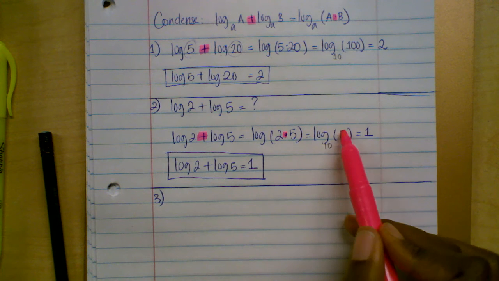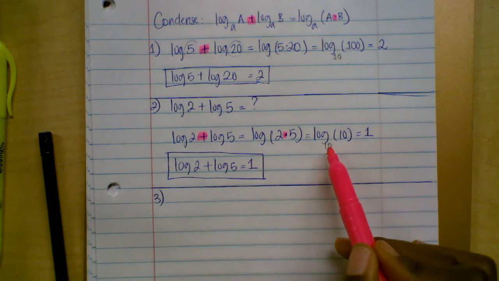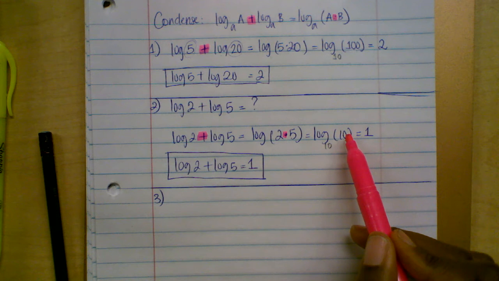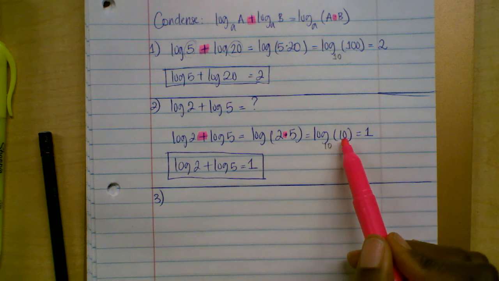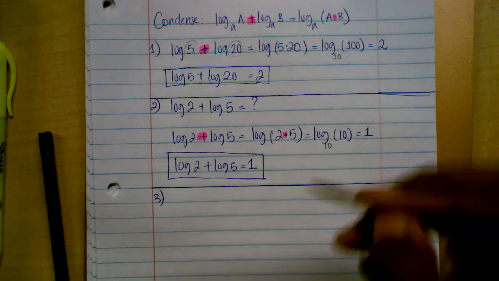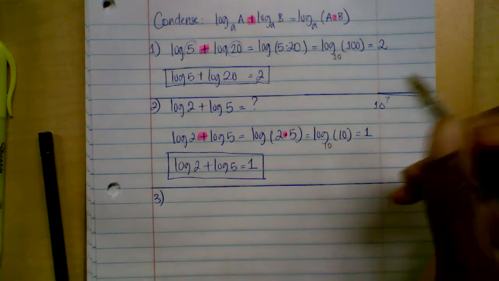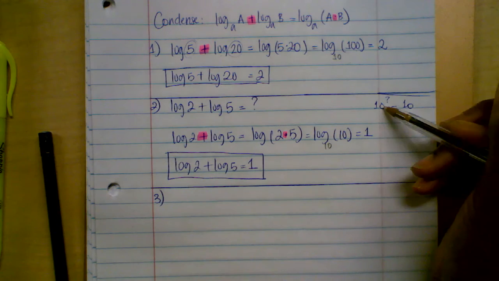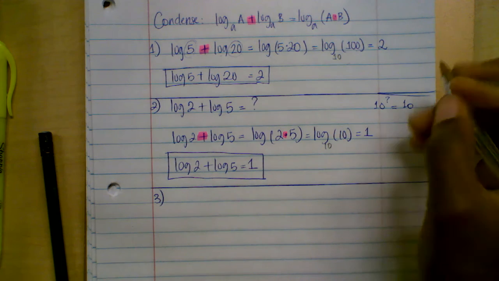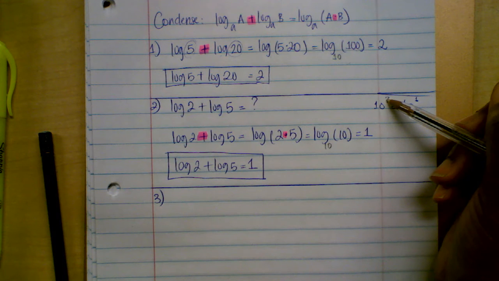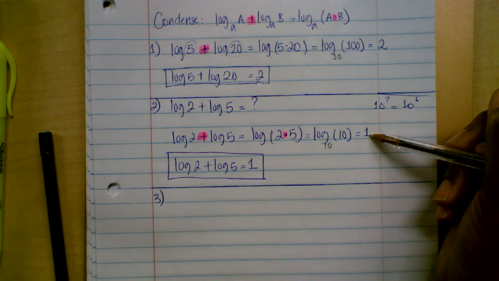So remember, log is the exponent. So what exponent would you give to the base 10 so that the answer is 10? The only exponent that will work is 1. So for both to be equal, since 10 to the exponent 1 is 10, we give the base 10 the exponent 1. That's why I wrote 1 here.